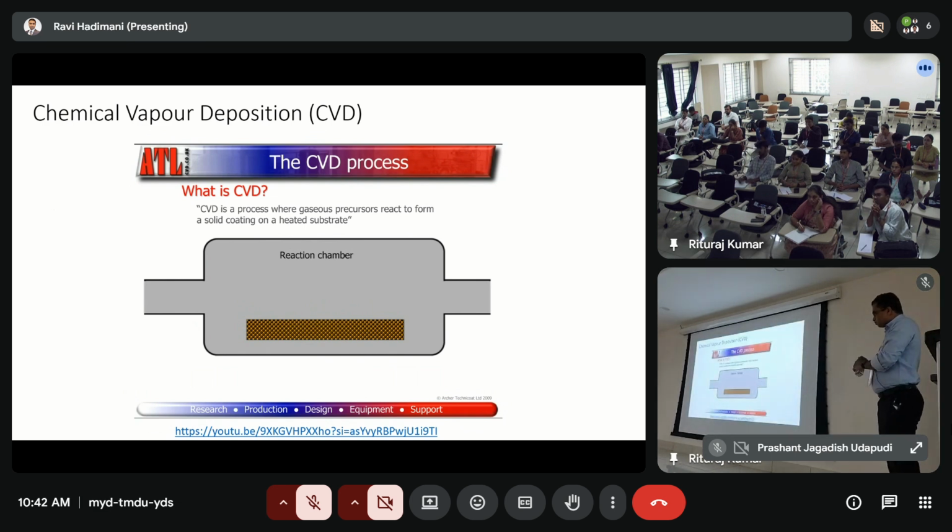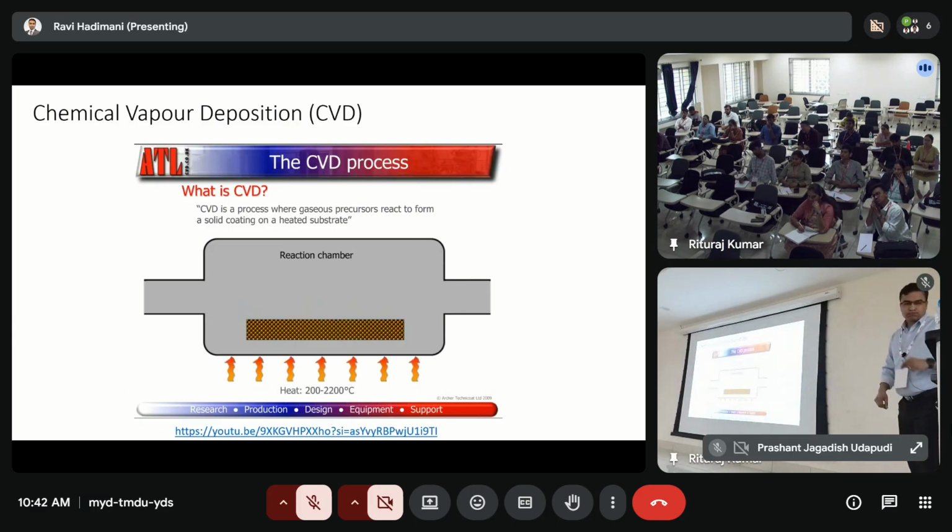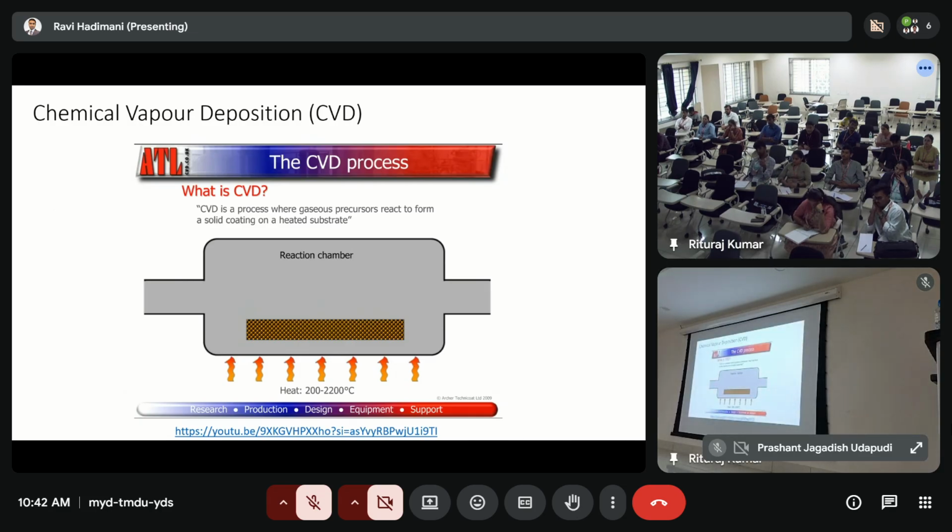The first action is to heat the component to the desired reaction temperature, which can be anywhere between 200 degrees C and 2200 degrees C, depending on the coating and the component. Once the component reaches the desired temperature, we introduce a controlled flow of mixed reactant gases into the reaction chamber. In this example, we will show a metal being deposited from a metal chloride gas.